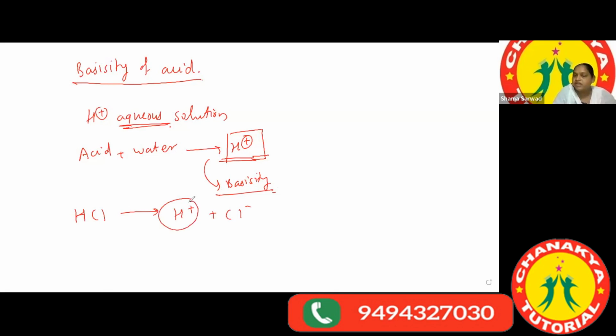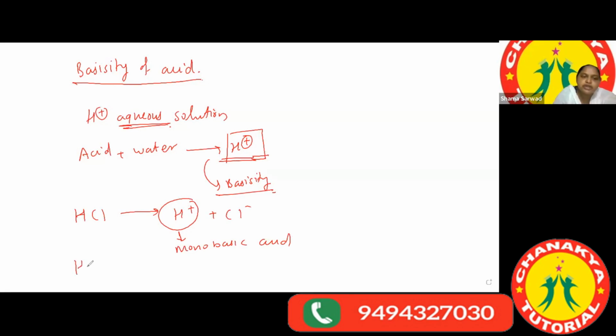If your acid HCl is dissociated as H plus and Cl minus in its aqueous solution, and only one H plus ion is present in your dissociation, then such an acid is called a monobasic acid. Yes, this we have already learned. This is not completely new. I have explained this earlier.